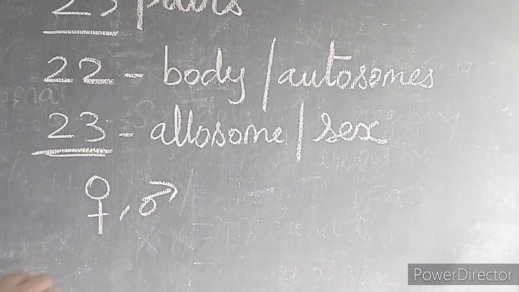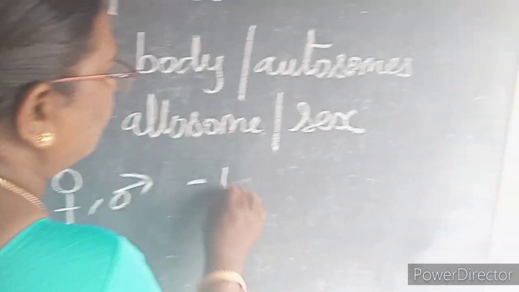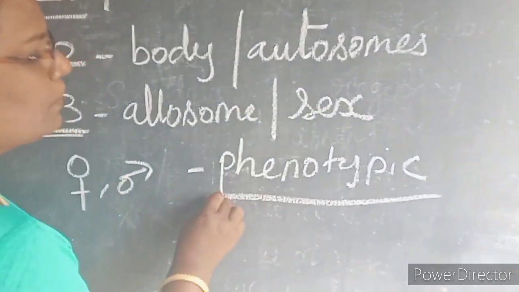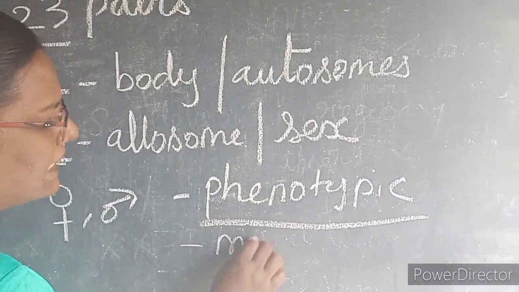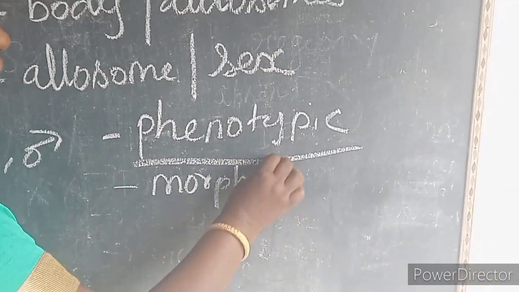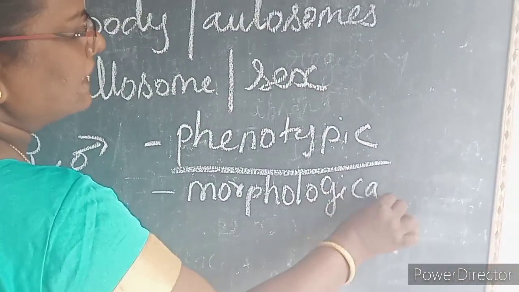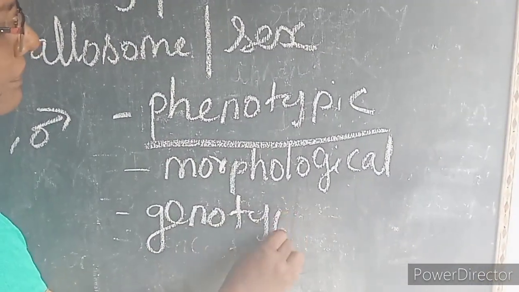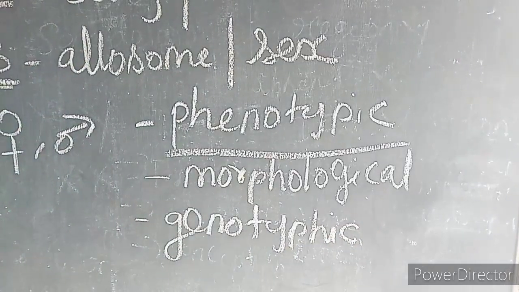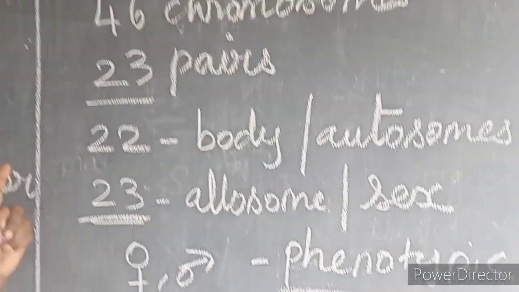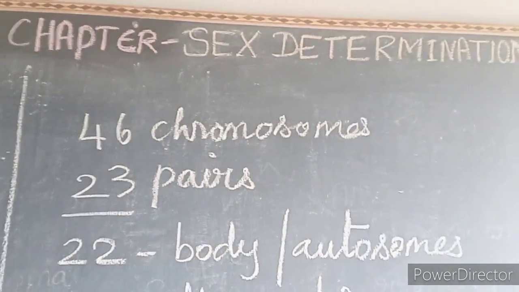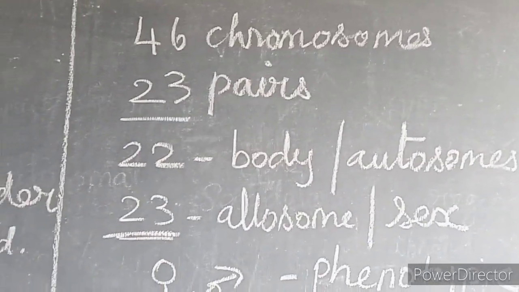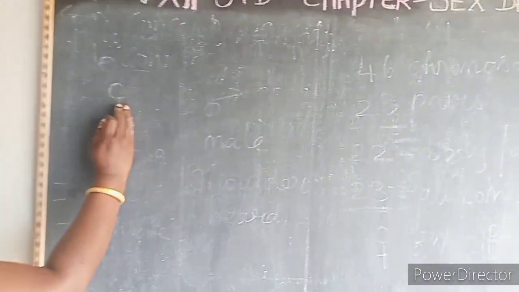Here there is a differentiation between the phenotypic and the genotypic. Phenotypic means expression of the morphological characters, how the organism looks outwards, how the organism appears. Genotypic means the genetic makeup of the individual. In this class we are going to see how to differentiate the male and the female organisms among the species, how to identify the male and the female.